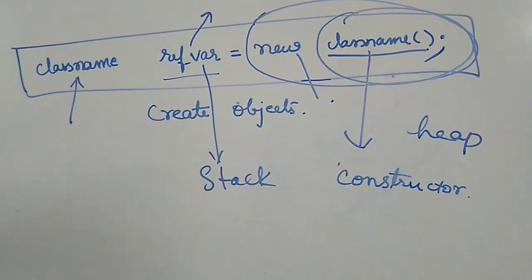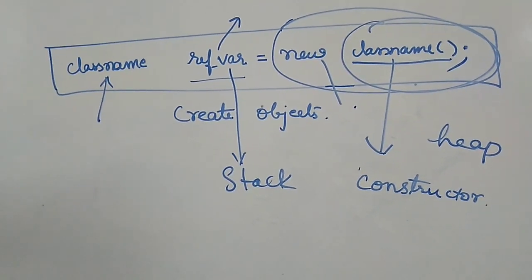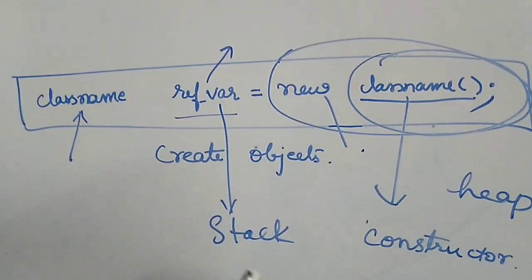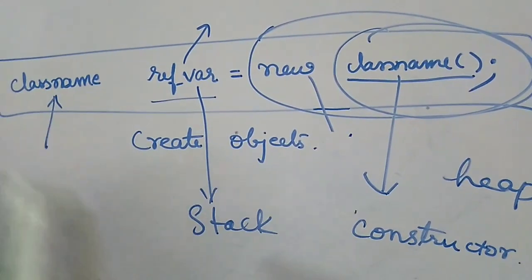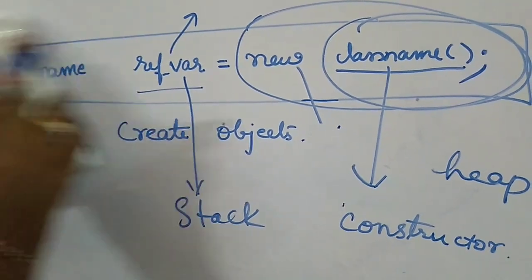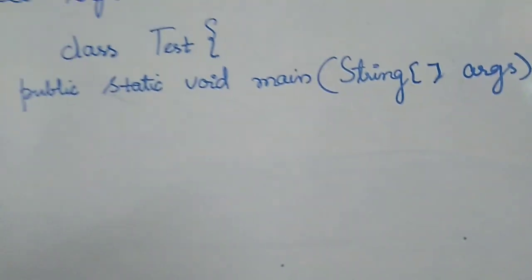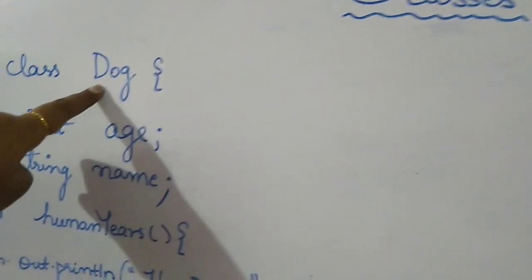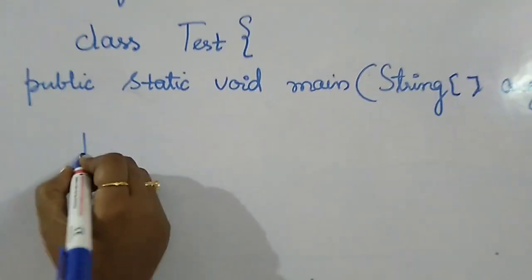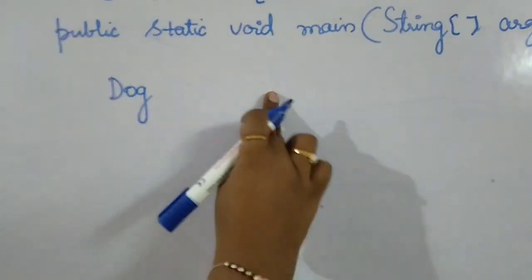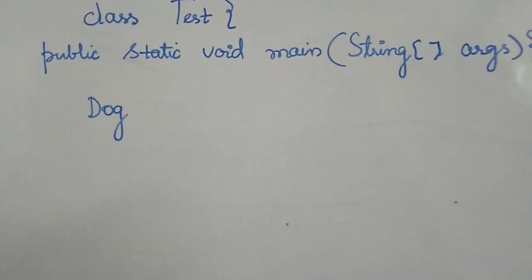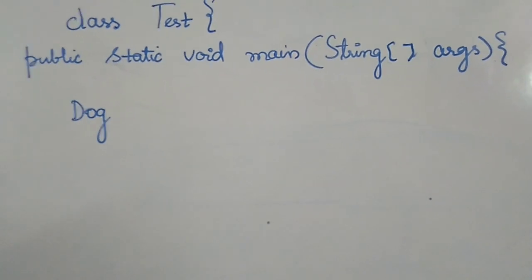Now we'll try to create the object for the Dog class. How many objects can you create? By using this you can use it multiple times to create multiple objects. I'll show you how that can be. First you have to write the name of the class. What is the name of the class? The name of the class is Dog. So I'm writing Dog over here. Now the reference variable name is your wish.